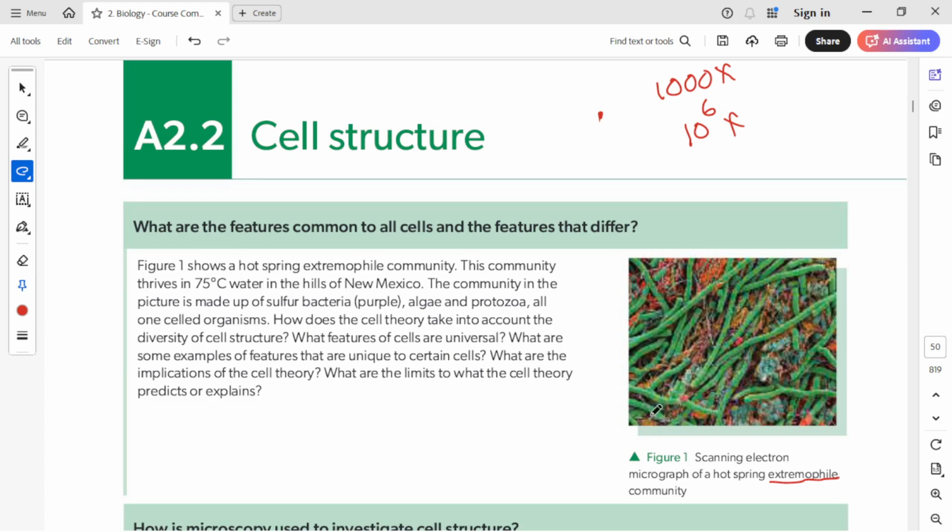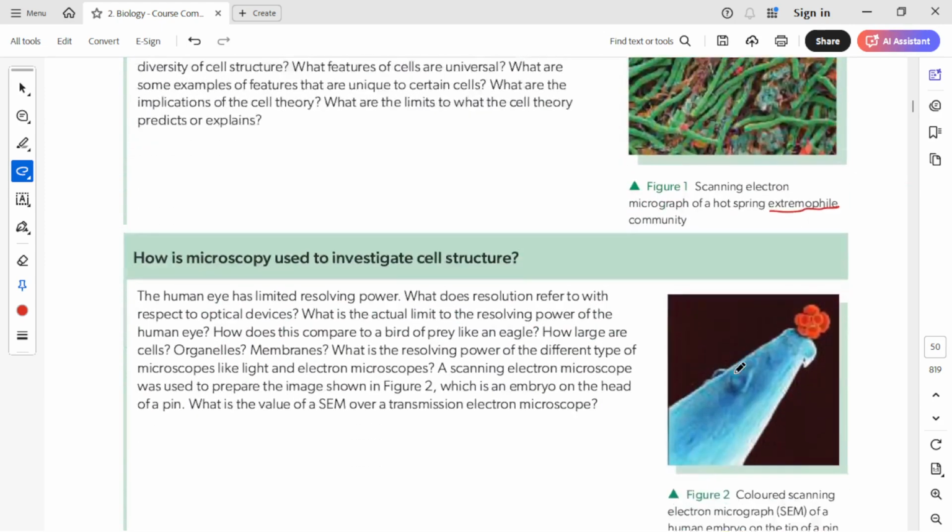This image is taken with the help of a microscope. This is a scanning electron microscope image of a hot spring extremophile community. The green ones that we can see are basically the algae and the protozoans, and here the purple and reddish ones are basically the bacteria, the purple bacteria. So even in these high temperatures we can see living organisms; they can resist it.